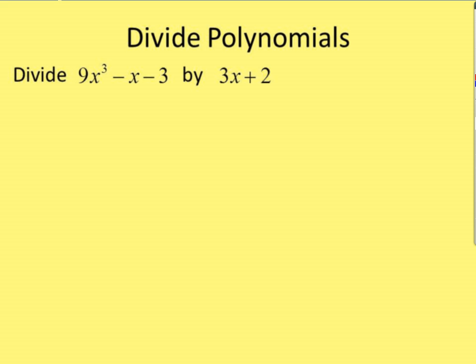We need to divide this one by 3x plus 2. If you notice, we are going from x to the third to x to the first. So like I stated on the last one, if there is no x squared, you will have to put it in there as a placeholder, but it would be plus 0x squared.